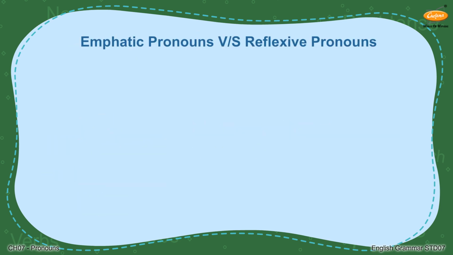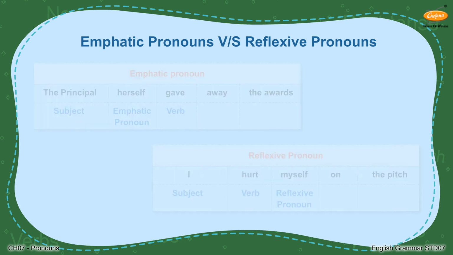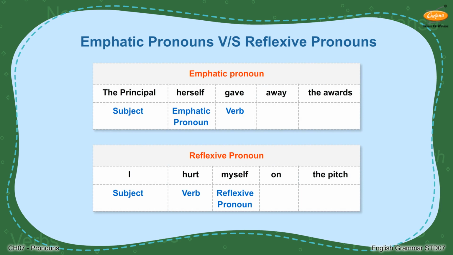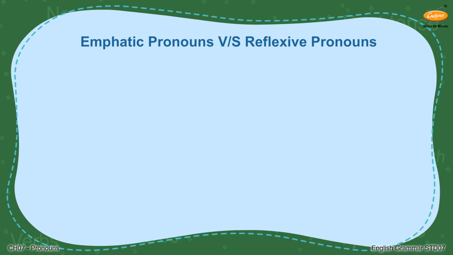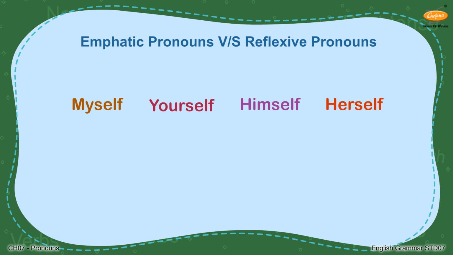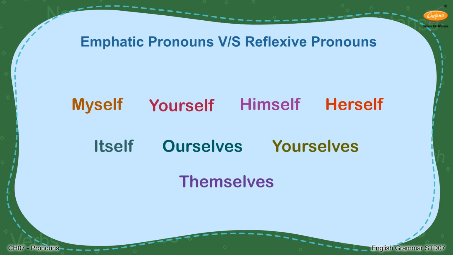Remember this about emphatic and reflexive pronouns. They are written the same way, but they are used differently. Emphatic pronouns are used immediately after the noun or pronoun they emphasize, but reflexive pronouns are used in the place of an object and appear after the verb. Emphatic and reflexive pronouns are myself, yourself, himself, herself, itself, ourselves, yourselves, themselves.